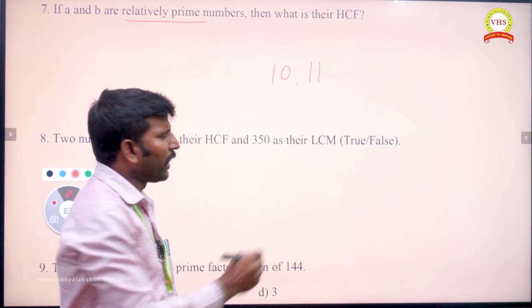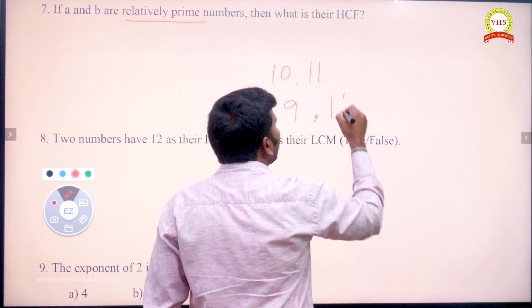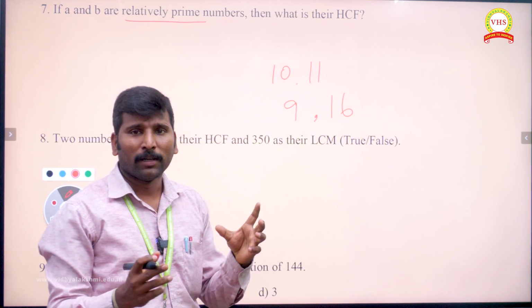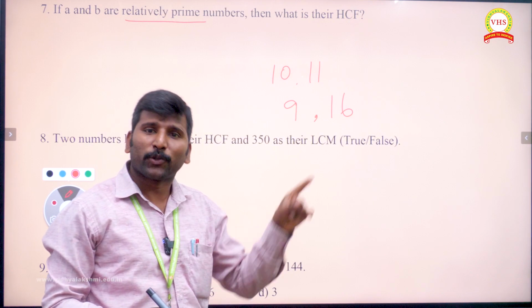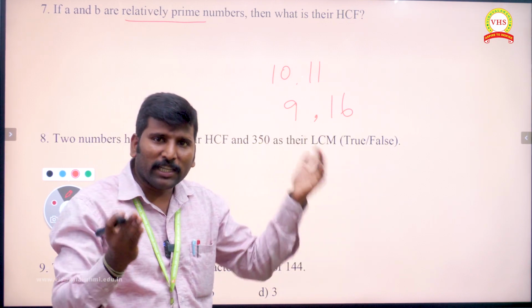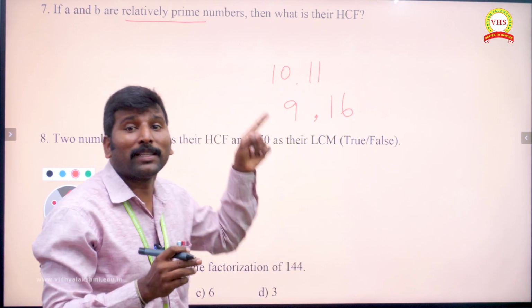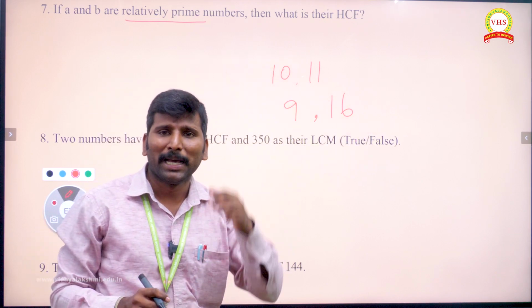Some other numbers also we can take. 9 is a perfect square, and 16 is a perfect square. Both are non-prime numbers. But see, there is no common factor for these. So these also we can say are relatively prime. Relatively prime means these 2 numbers have no common factor other than 1. But the numbers need not be prime numbers.